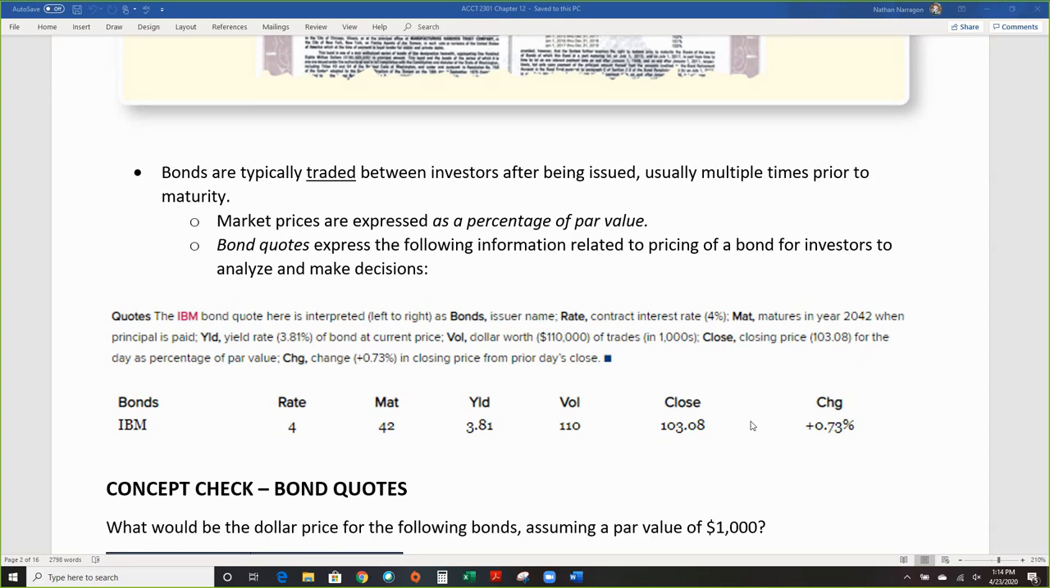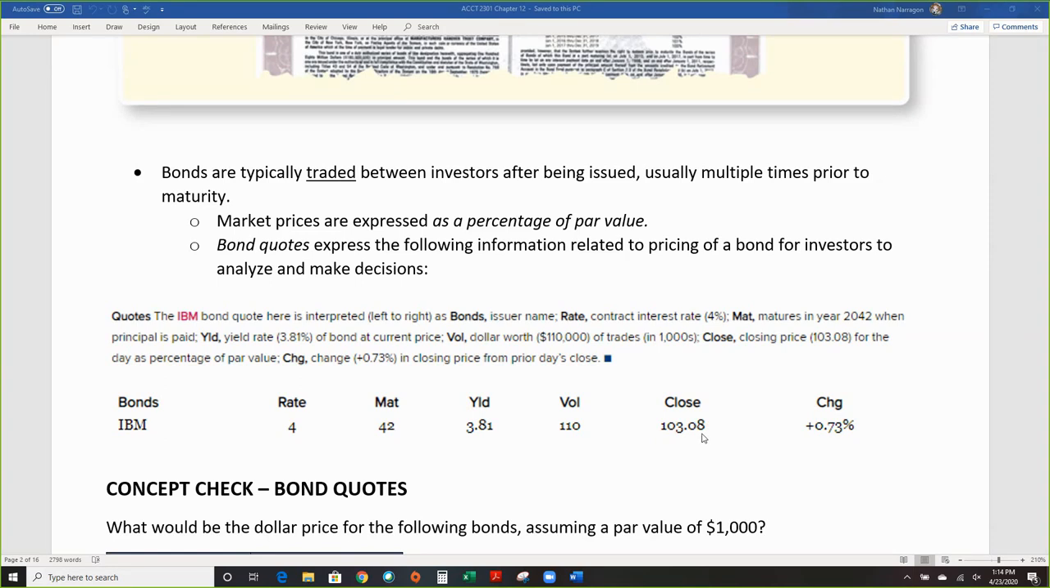And right now the close is basically the biggest part. This will tell us if it's selling at a premium or a discount. Depending where it is, either above 100, which is selling more than face value, or if it's less than 100, it's selling for less.